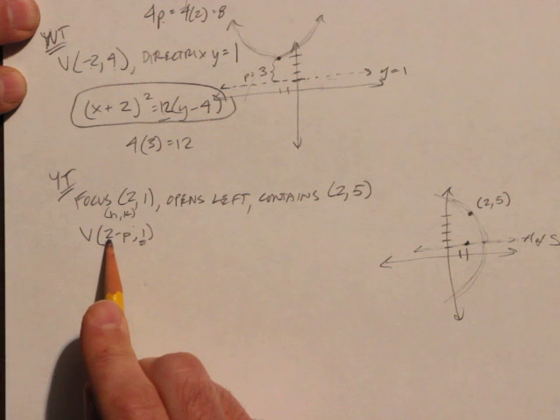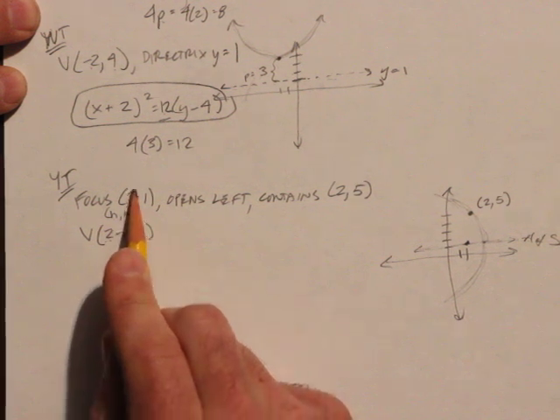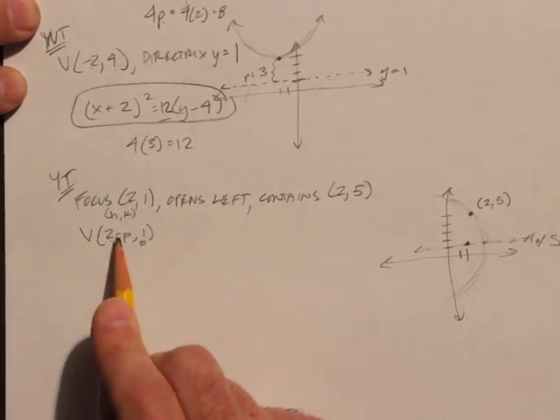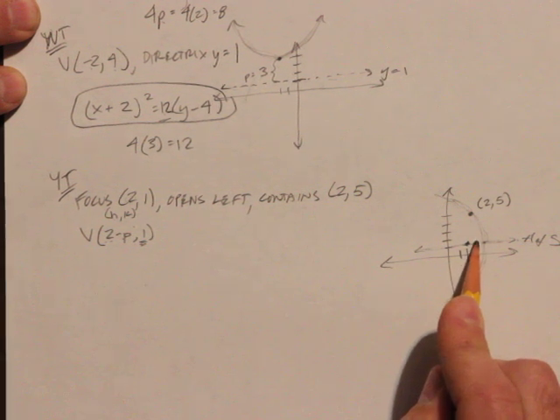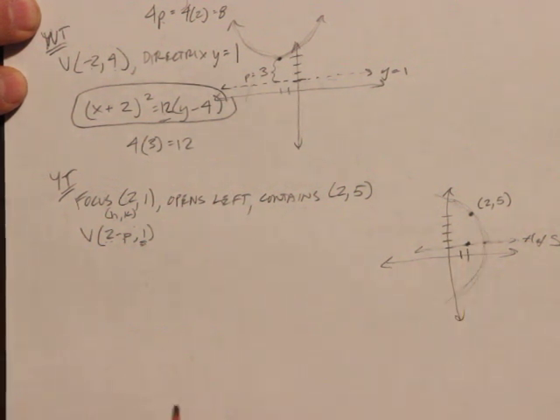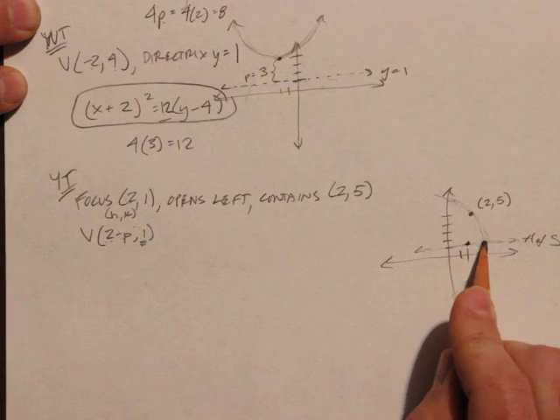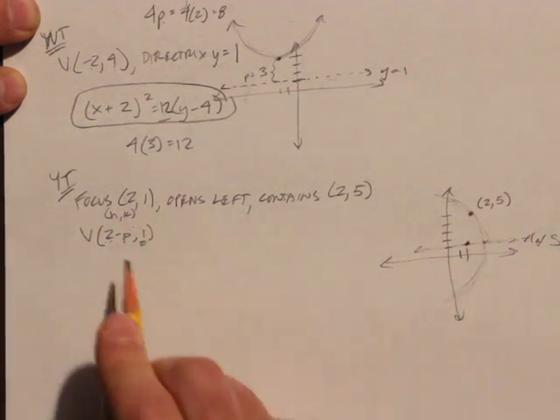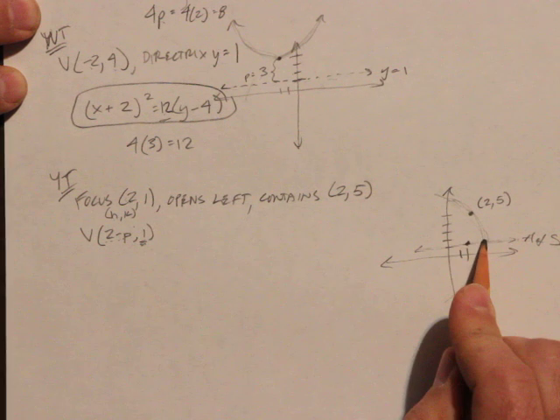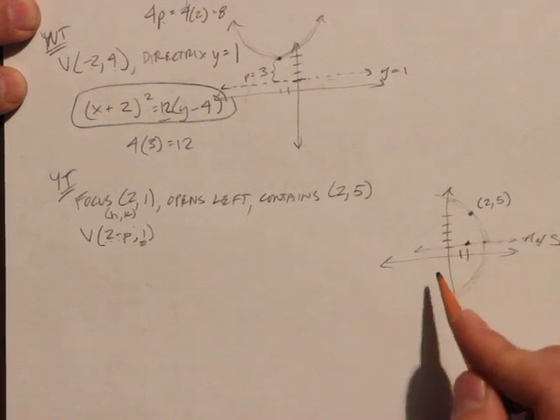My x value is going to be my focus minus p. How do I know it's going to be minus p? Because doesn't it look like it should be plus p? It's going to be minus p because p is going to be negative because it opens to the left.